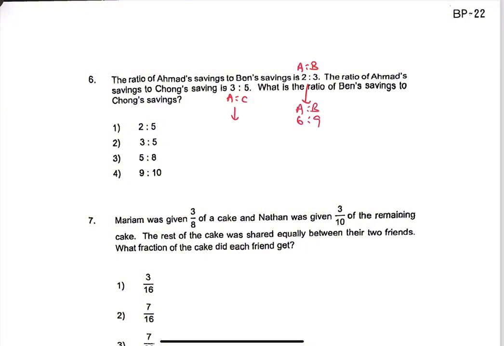And for this, we have 2 times 2. So Ahmad is to Chong is 6:10. So the question says they ask you for Ben is to Chong. Ben is 9, Chong is 10. So the answer is number 4.